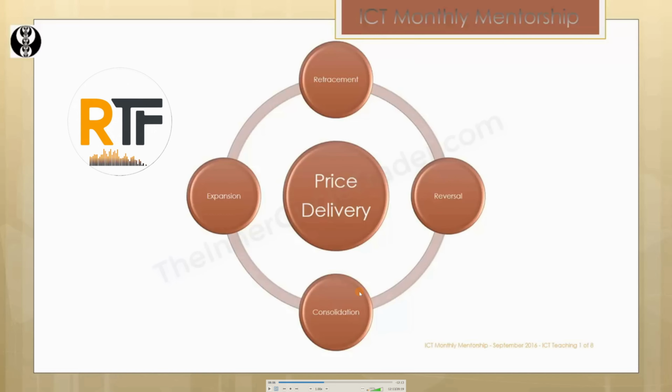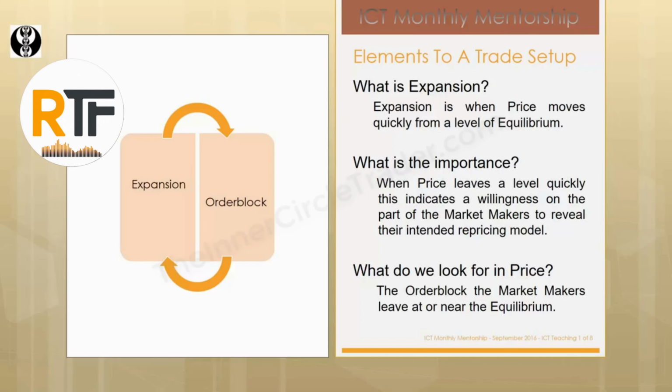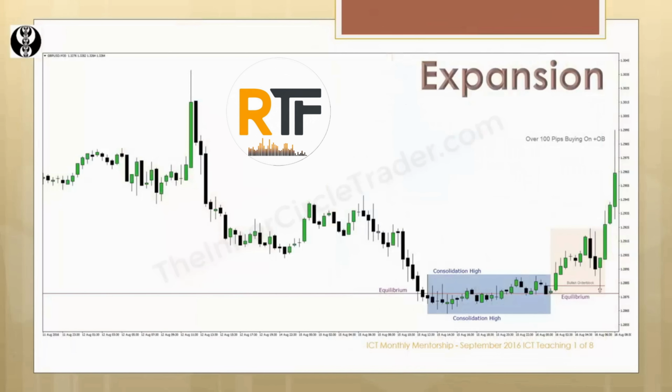So from consolidation, the only market condition we can change into is expansion. Expansion is when price moves quickly away from a level of equilibrium. Price shows a willingness to be repriced, but we don't want to chase price. We wait for it to return to the reference point that we'll use here, which is an order block at or near equilibrium. Here is an example.